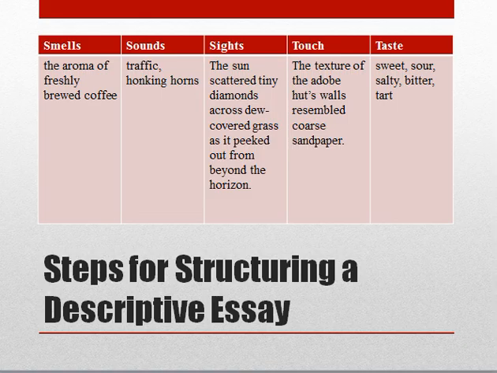So, you can use descriptive words. Don't use vague words or generalities such as good, nice, bad, or beautiful. Be specific and use sensory descriptive words or adjectives. Provide sensory details. Take a look at some of these in the chart. Smells that are in the air, the aroma of freshly brewed coffee, or sounds, traffic or honking horns. Sights, the sun scattered tiny diamonds across dew-covered grass as it peeked out from beyond the horizon. Think about texture in terms of touch. Taste, sweet, sour, salty, bitter, and tart.